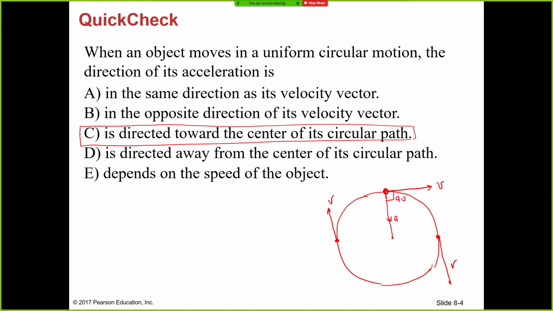No matter where you look, let's say you look at this point, that will be the direction of acceleration, and that's the velocity. So they are 90 degrees. If you look at this point, that's the acceleration, that's the velocity. So that's 90 degrees. So V and A are always perpendicular when an object moves in a circular path.